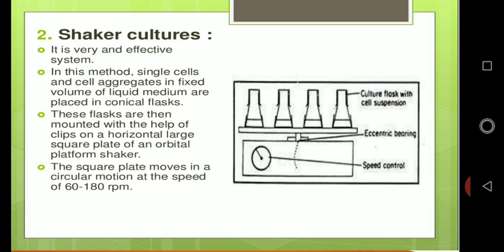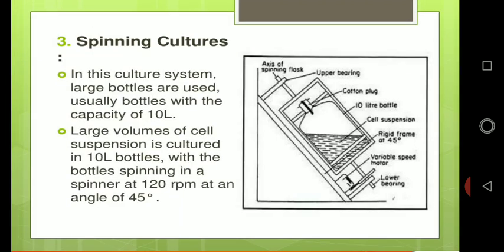In this method, single cells and cell aggregates are added in a fixed volume of liquid medium and placed in a conical flask, as I have already told you. These flasks are then mounted with the help of clips on a horizontal large square plate on the orbital platform shaker. These square plates are moved in circular motion at 60 to 180 rpm. Simply, we have a very large rotary shaker inside our laboratory. We use a flask, we add a liquid medium, then we add cells, and we put them on these orbital shakers at 60 to 180 rpm. So this is a shaker culture.